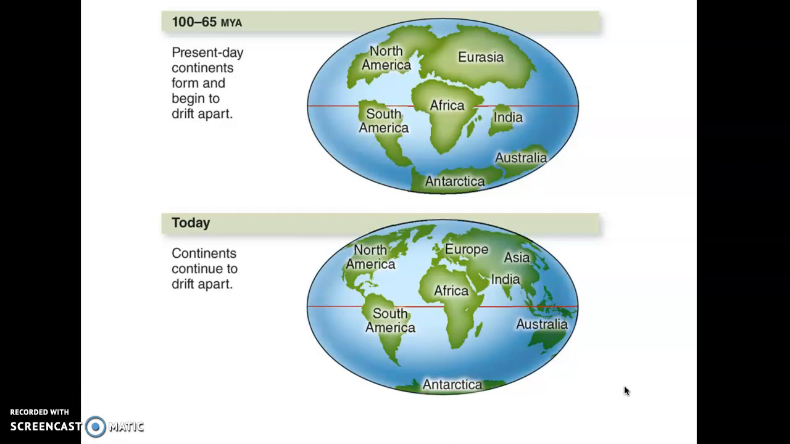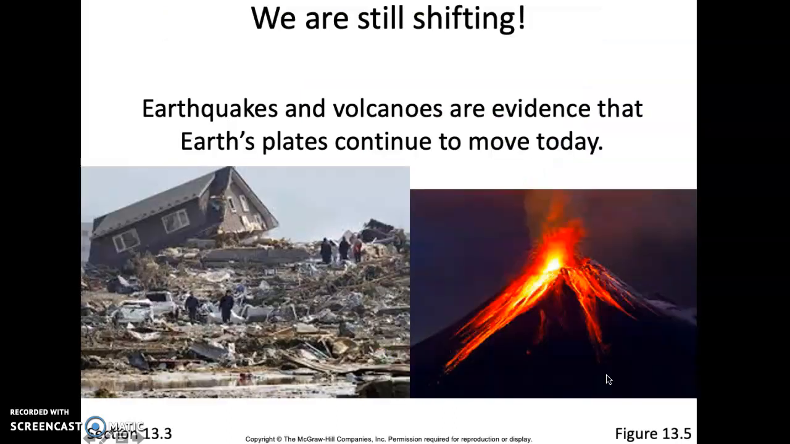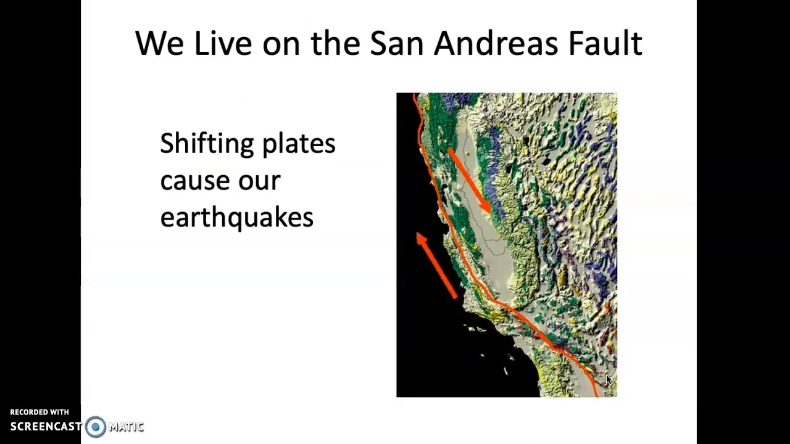So what does that say about the organisms that were once connected by land masses and are now separated? We know that we're still shifting, of course. We live in California, where earthquakes and volcanoes are the evidence, mostly earthquakes, of how these tectonic plates are still shifting. This is our plate, very close to here, where we are in Aptos, where one plate comes down and the other moves up. It rubs against itself and causes earthquakes.